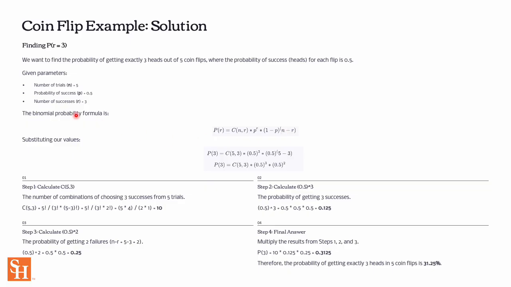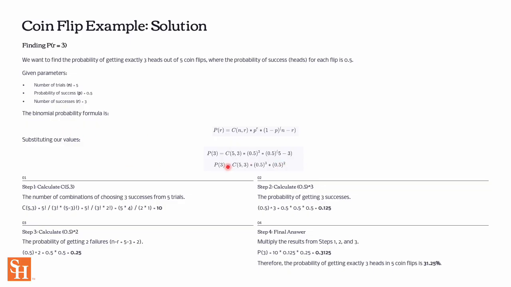So in this formula we have n which is 5, we have r which is 3, and we have p which is 0.5, and we also have q. If p is 0.5, then q is 1 minus p, which is also 0.5, right? Now we have all the components for this formula, and we can calculate this probability. If you plug in these values into the formula, we finally get this. Then we can calculate each part of the formula.